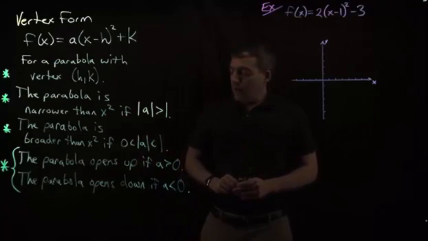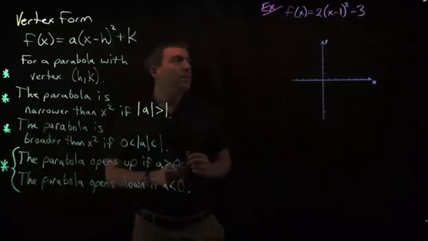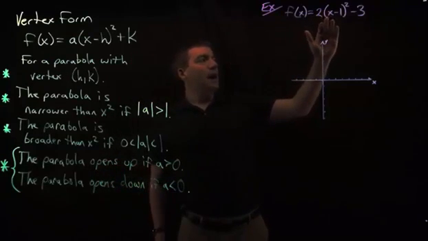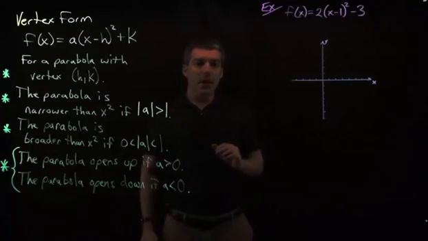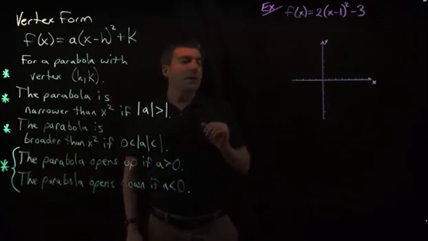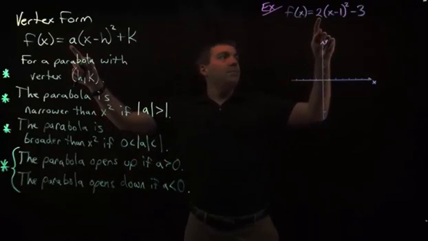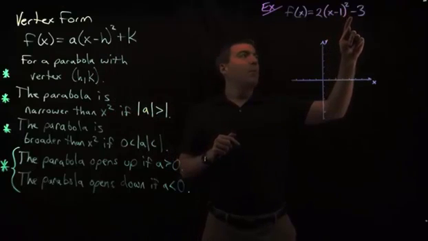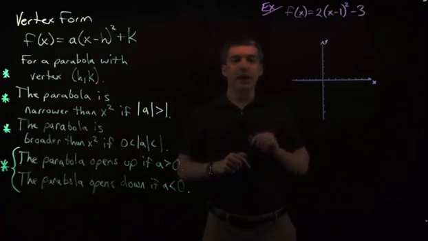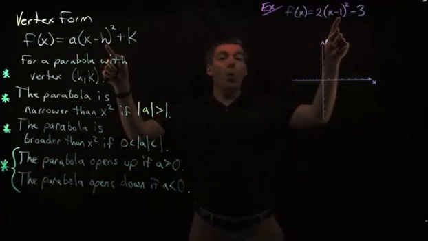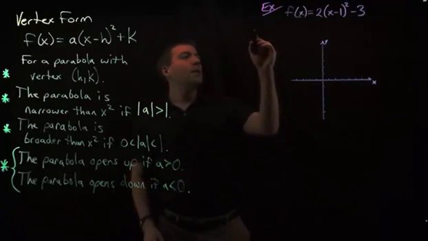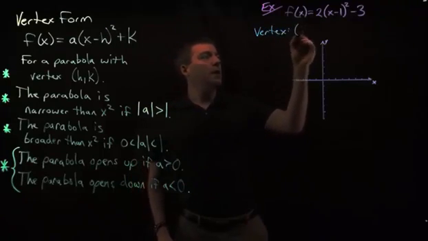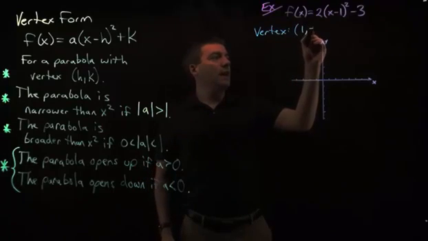All right, let's take a look at this form in an example. Here we have a quadratic function, f of x equals 2 times the quantity x minus 1 squared minus 3. We can immediately read off the vertex. This fits this form, a times x minus h squared plus k. So here we have minus 3, so we know k is negative 3, and h is 1. So the vertex is going to be 1 comma negative 3.